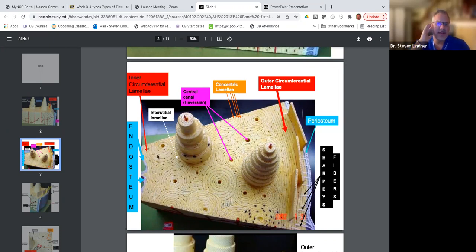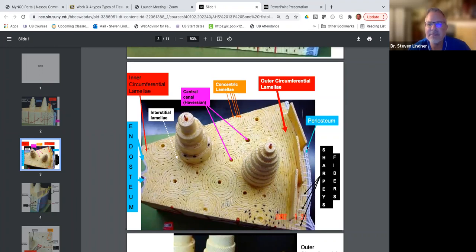Remember, osteoblasts build up bone, and then osteoclasts break them down. So as osteoclasts are breaking down older osteons, you're left with these interstitial lamellae. So you have circumferential lamellae, concentric lamellae, and interstitial lamellae.